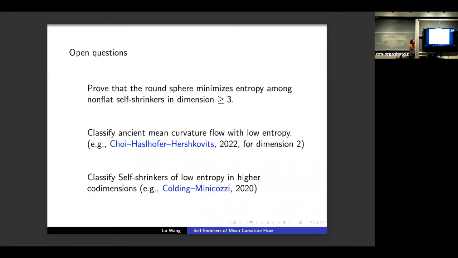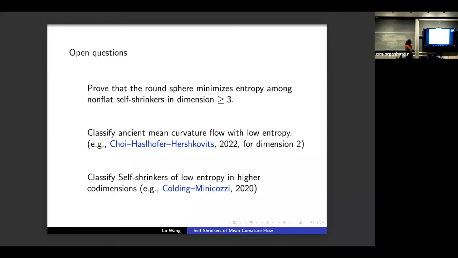There are certainly several open questions about these self-shrinkers. They remain widely open. First, can you prove this conjecture of Colding-Ilmanen-Minicozzi-White that the round sphere minimizes entropy among non-flat self-shrinkers in dimension greater than or equal to three? And second, one can think of self-shrinkers as a special class of ancient solutions to mean curvature flow. Ancient solutions, by their name, means a solution to the flow that exists for all negative times. Then one can ask if one can generalize this classification of self-shrinkers with low entropy to ancient solutions with low entropy. In dimension two, this was proved by Choi, Haslhofer, Hershkovits.